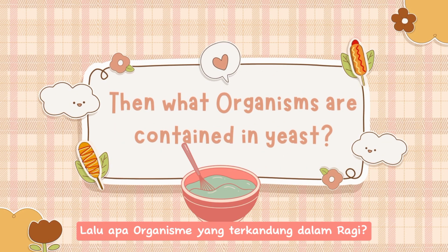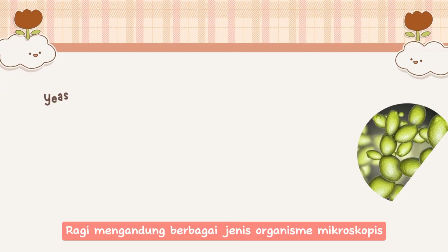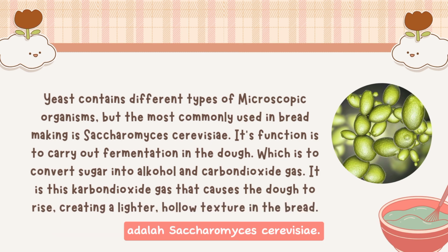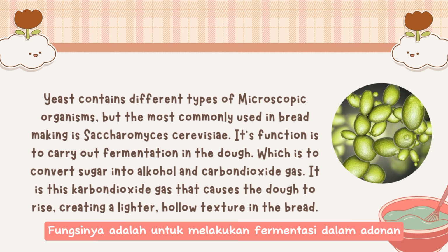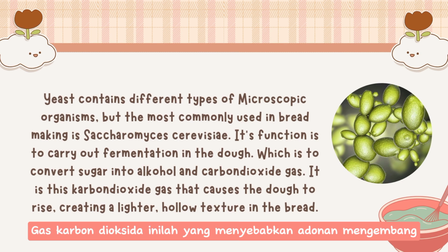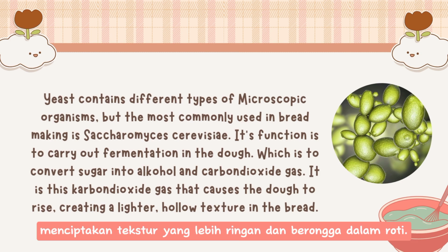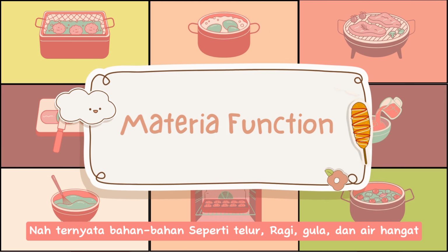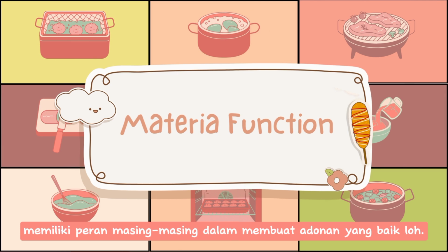Then, what organisms are contained in yeast? Yeast contains different types of microscopic organisms, but the most commonly used in bread making is Saccharomyces cerevisiae. Its function is to carry out fermentation in the dough, which is to convert sugar into alcohol and carbon dioxide gas. It is this carbon dioxide gas that causes the dough to rise, creating a lighter, hollow texture in the bread. Well, it turns out that ingredients such as egg, yeast, sugar, and warm water have their respective roles in making good dough.